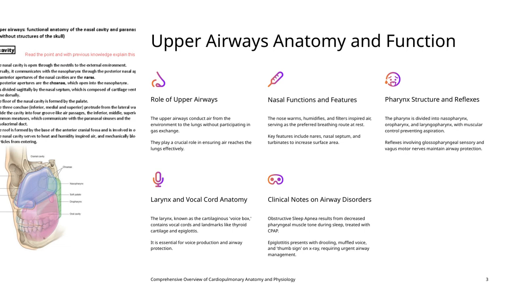Its main functions include warming, humidifying, and filtering inspired air. Key structures like the nares, nasal septum, and turbinates increase the surface area and improve these functions, making sure the air reaching our lungs is clean and at the right temperature.